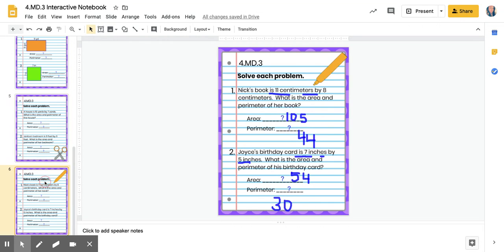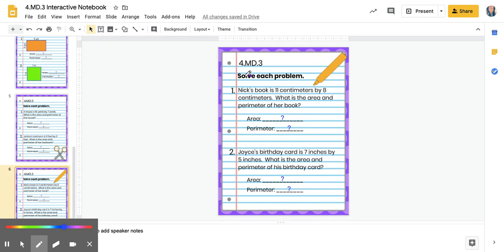And the last page, more word problems. Nick's book is 11 centimeters by 8 centimeters. What is the area and perimeter of her book? The area is length times width. So the length is 11 and the width is 8. 11 times 8 is 88 square centimeters. And the perimeter of her book would be 11 plus 11 plus 8 plus 8, which would give me 38 centimeters.